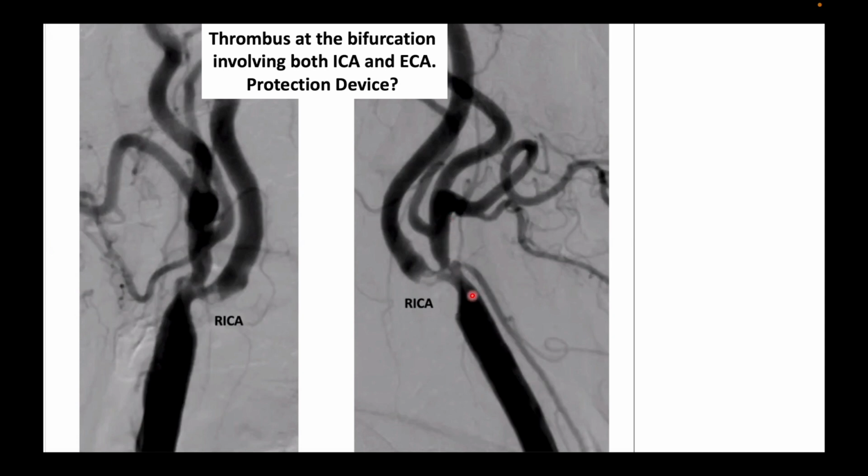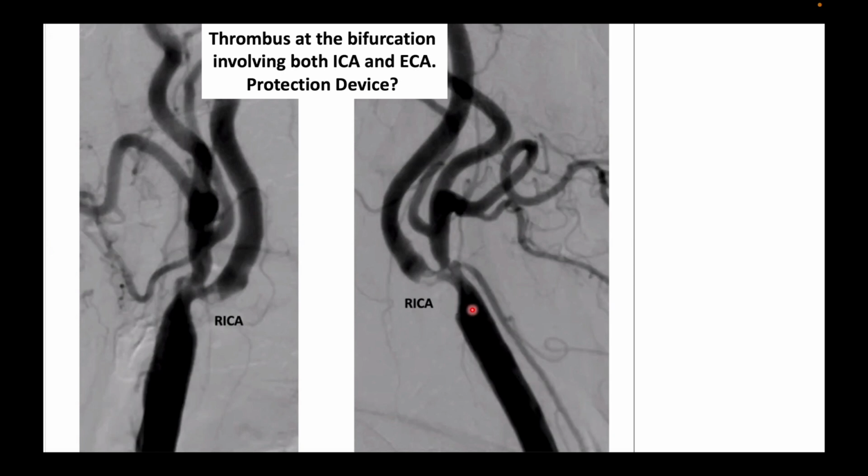Now if you have thrombus sitting here, right at the bifurcation involving the ostium of the internal carotid artery and the ostium of the external carotid artery, what type of protection device can we use here? If we take a distal filter, there is a high probability you may embolize this material. If you want to take a MoMA device, there is a high probability that while going across you can again cause distal embolization.